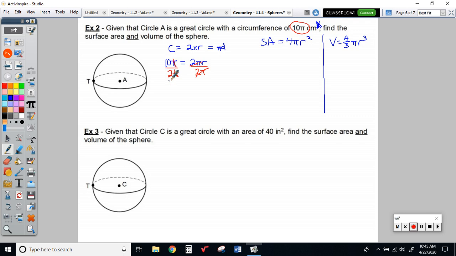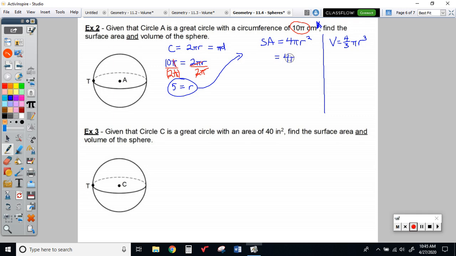If you were using a calculator, be careful, use parentheses around the 2 pi, otherwise it's going to divide by 2 and then multiply that by pi. According to PEMDAS rules, that's how it would work. So 5 equals r for your radius. We're going to take that now and plug it into both formulas.